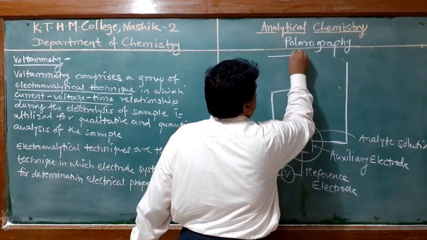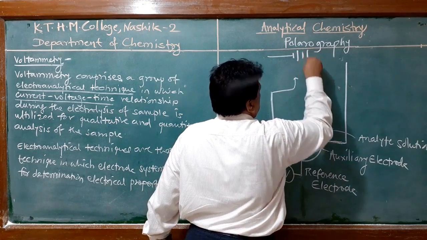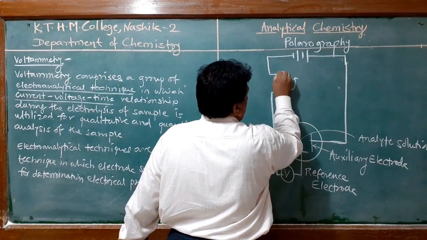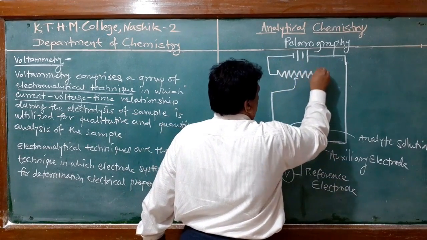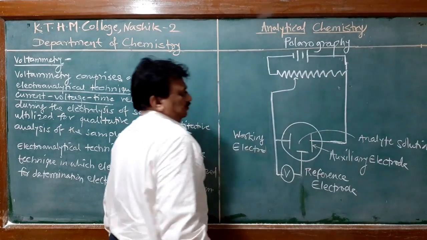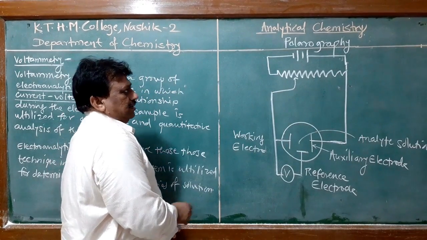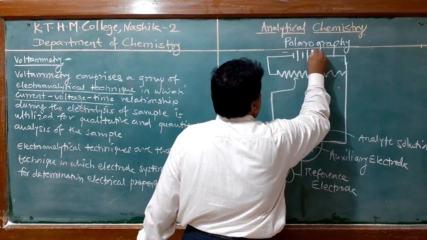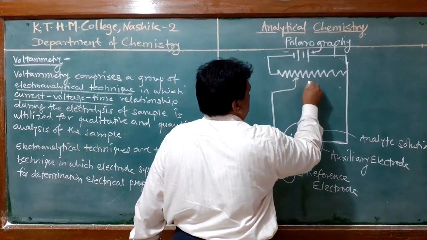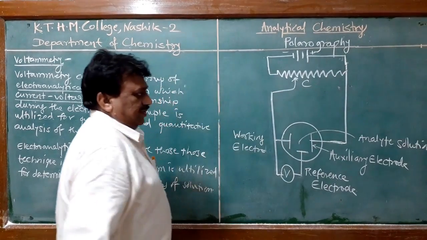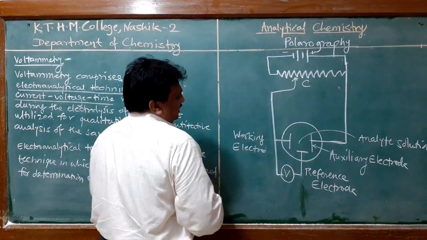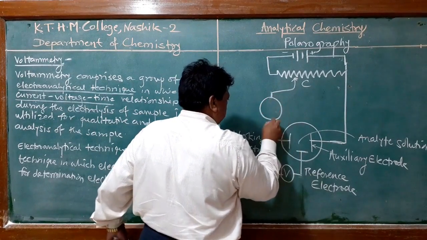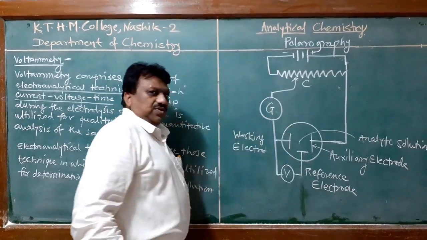Now here these 2 electrodes are connected to a power supply through a variable resistor in order to apply a variable potential. Now this is the negative port, positive port. This is a sliding contact C. Now this is a diagram that represents voltammetry, and in voltammetry current is measured, therefore here is a galvanometer.